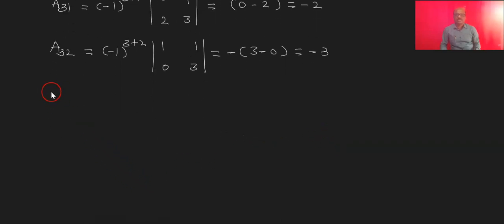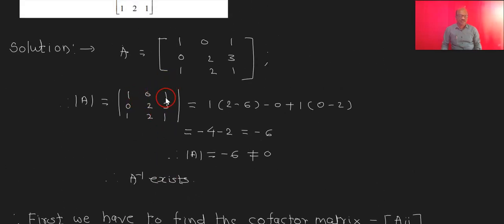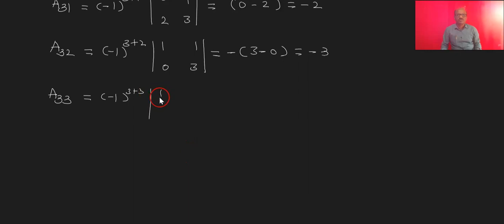And the last, A33, minus 1 raised to 3 plus 3. Delete the corresponding element in the column and the row, you will get 1 0 0 2, that is equal to 2 minus 0, and here you will get 2.